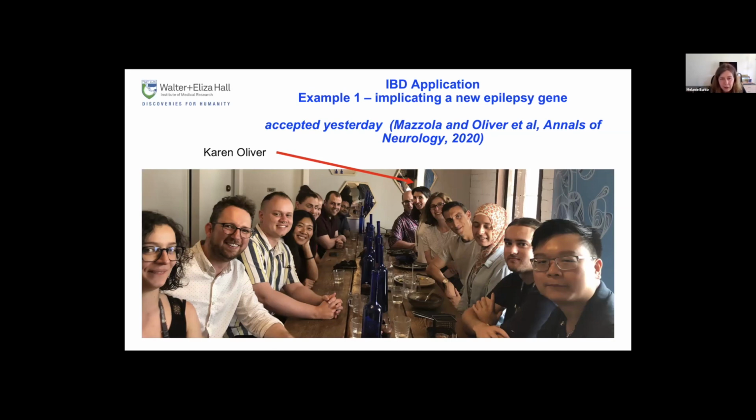So that red arrow is pointing to Karen at our 2019 Barlow Lab Christmas lunch, and I think that was our last get together before we all started working virtually due to COVID-19. So I like looking at that picture.